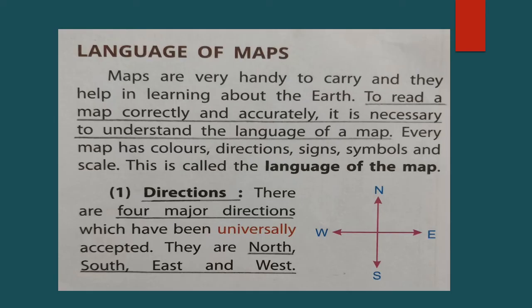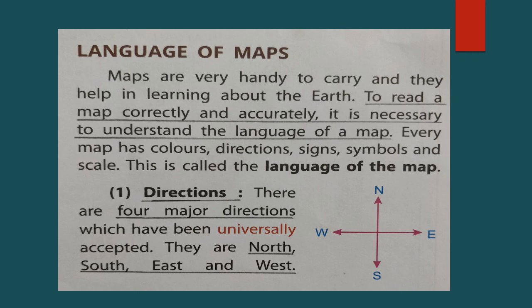Now we move to the language of maps. Now we have learned that maps are very handy to carry and they help in learning about the earth. Now to read a map correctly and accurately, it is necessary to understand the language of a map. We should be able to understand what is written in a map, what it means, because every map has colors, directions, signs, symbols, and scale. This is called the language of the map.